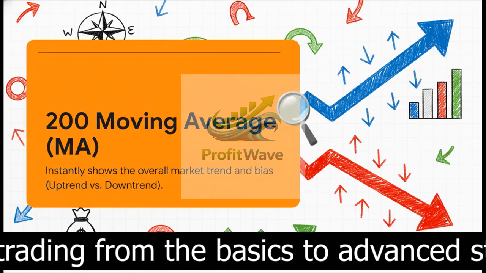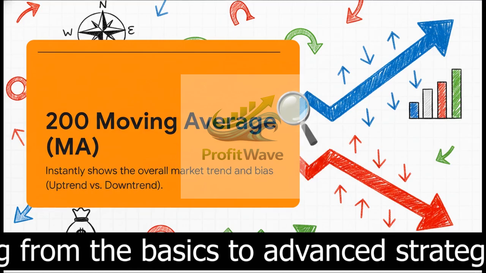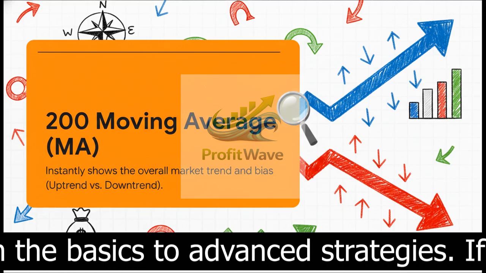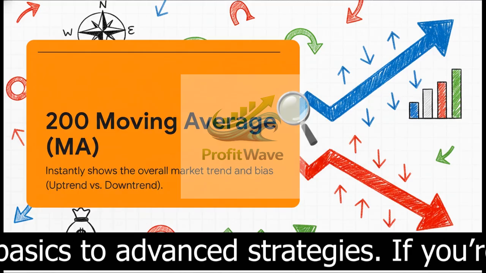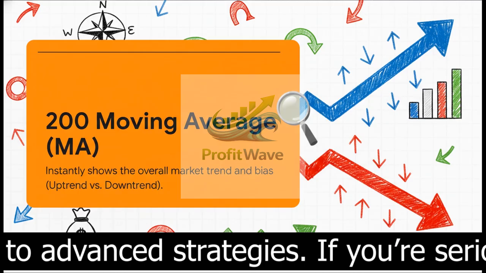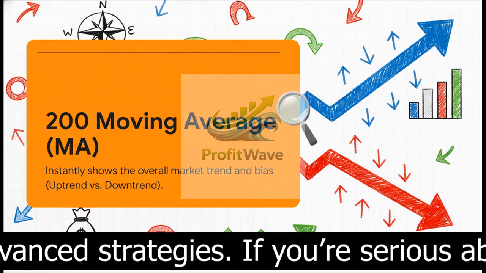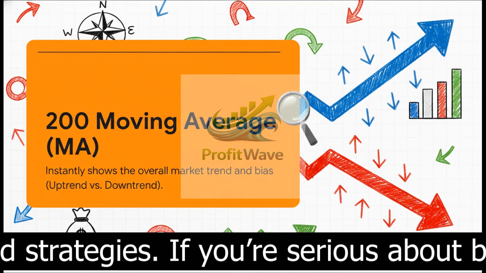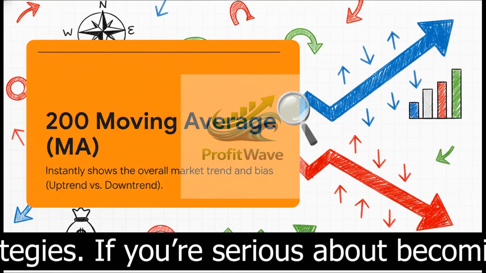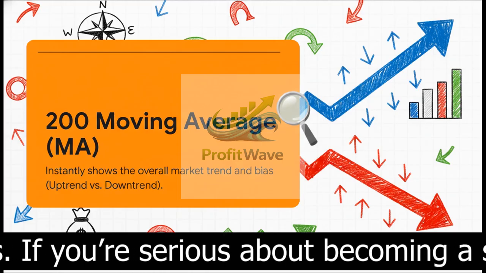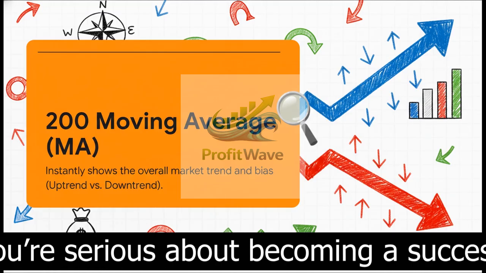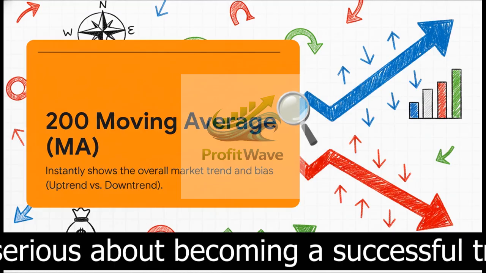Now, I want you to think of this as your market's North Star. It's not just a compass for us. It's a huge benchmark that the big institutions, the big money, are always watching. Seriously, one look at this line and you instantly know if we're in a long-term uptrend or a downtrend. And rule number 1 in trading, you never fight the big trend. This indicator makes following that rule almost effortless.